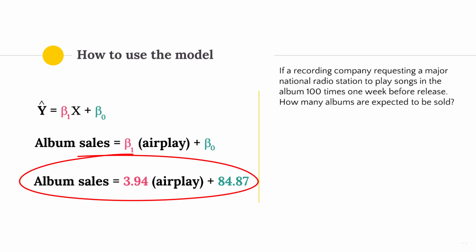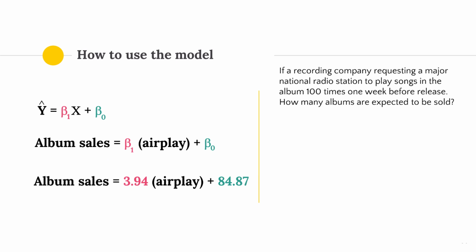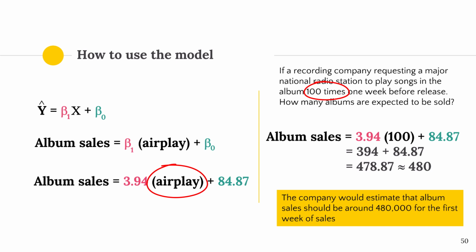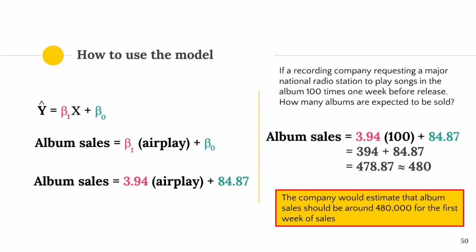Now, we will use the model to predict album sales. For example, imagine a recording company requesting a major national radio station to play songs in the album 100 times 1 week before release. Thus, album sales will equal 100 multiplied by 3.94 plus 84.87, which is equal to 478.87. Remember that the unit of album sales is in thousands. So, the company would estimate that album sales should be around 480,000 for the first week of sales.